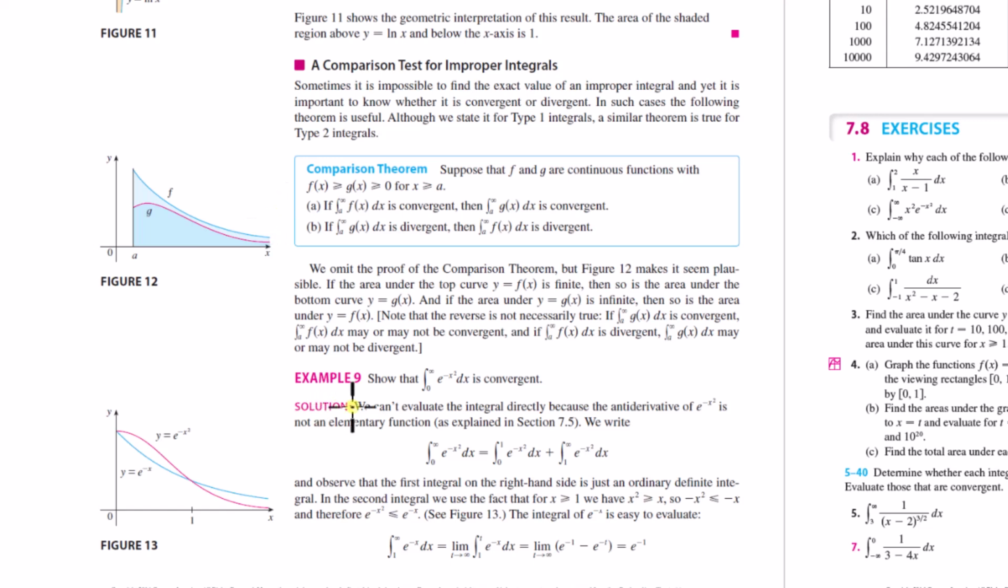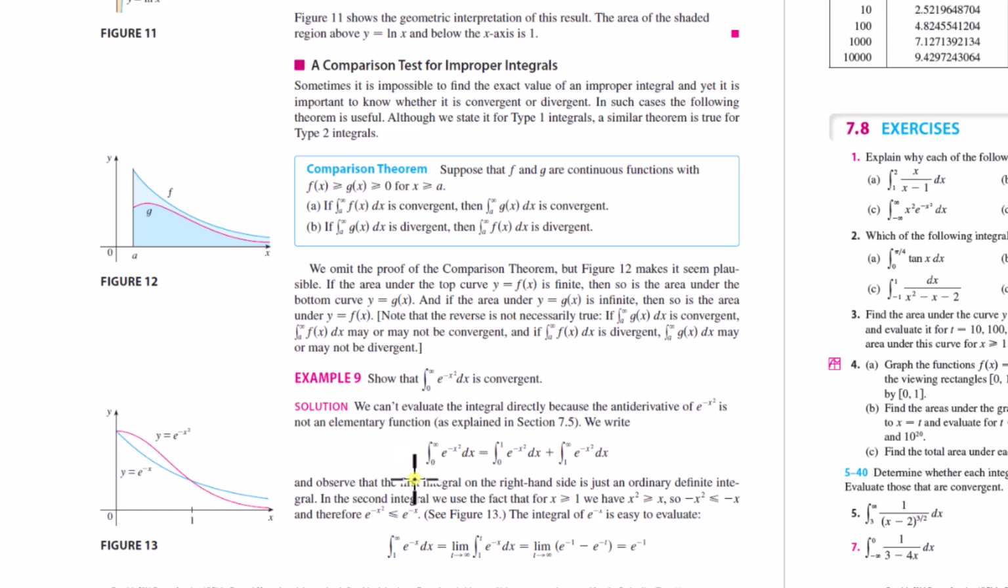So let's take a look at this example. They want to show that the integral from 0 to infinity of e to the minus x squared is convergent. We can't evaluate the integral directly because the antiderivative of e to the minus x squared is not an elementary function.